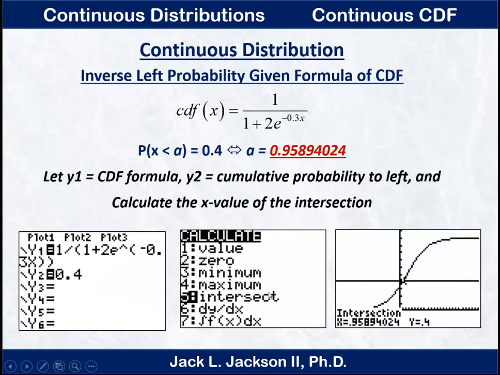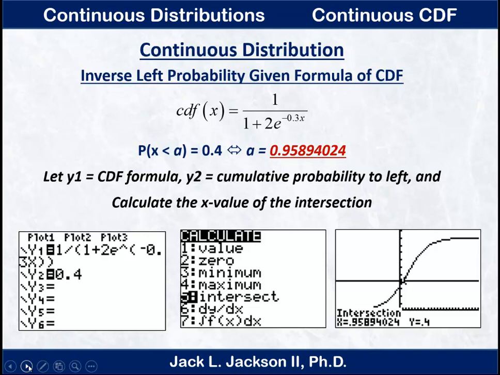That's how you calculate an intersection. And that's how you do an inverse probability problem. You put the cumulative probability as y2, y1 is your CDF, calculate the intersection, boom, you've got the x value you need. Okay, so let's do the next one. If you didn't get this already, now that you've seen that example, see if you can do this next one.